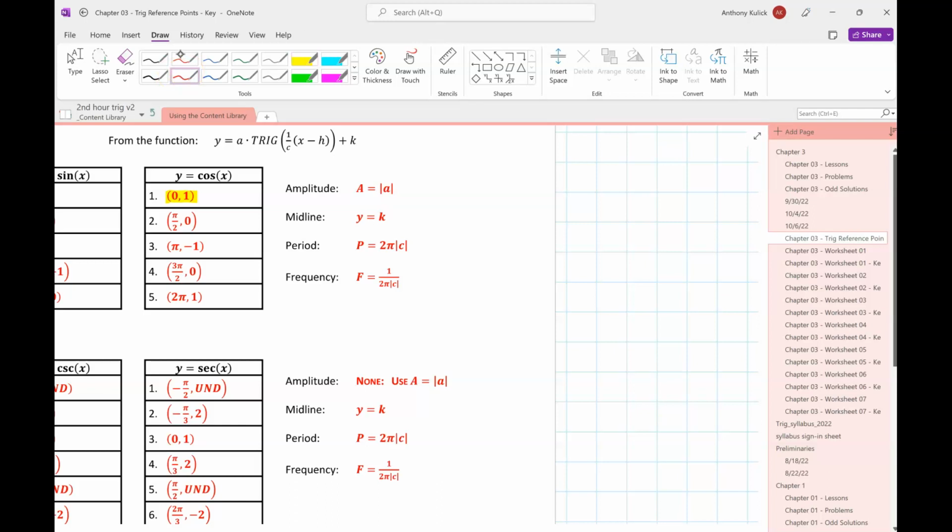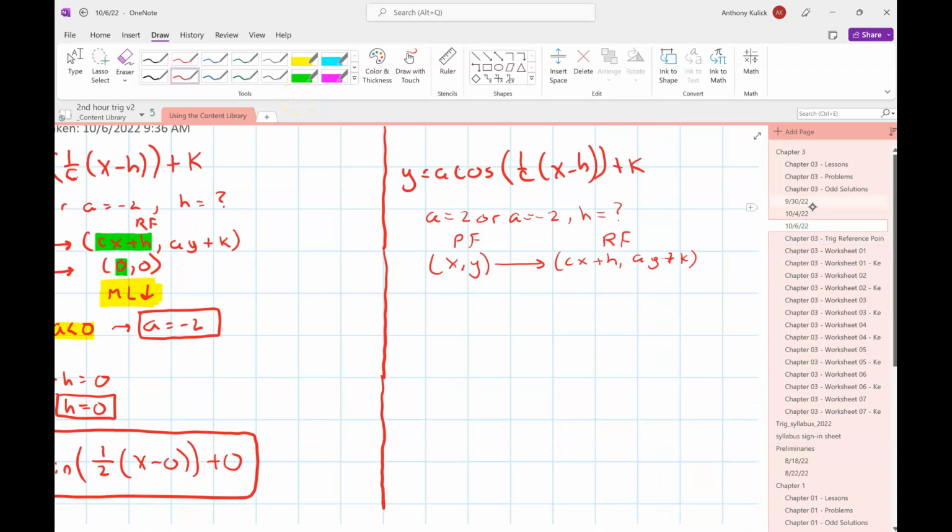Just as we look at this, notice that 0, 1 is a, what kind of point is 0, 1? That's a maximum, right? Look at the y-coordinate compared to all the other parent function points. That's the biggest one. So I know that's a maximum. That'll be important here in a moment.